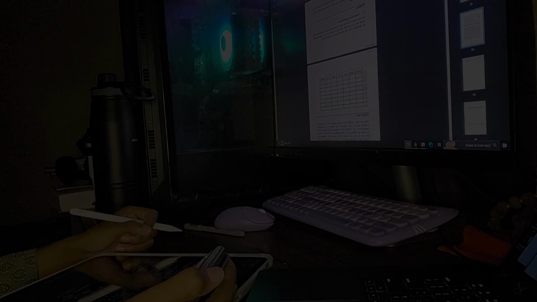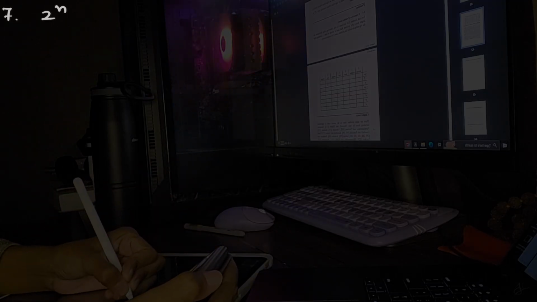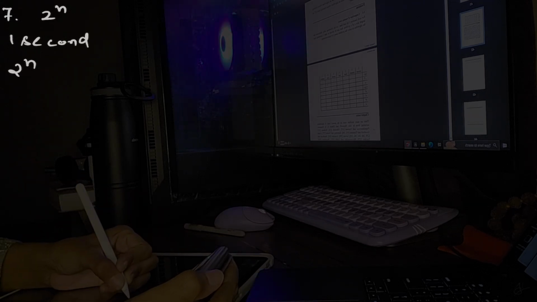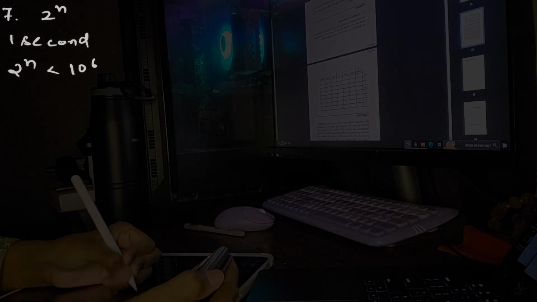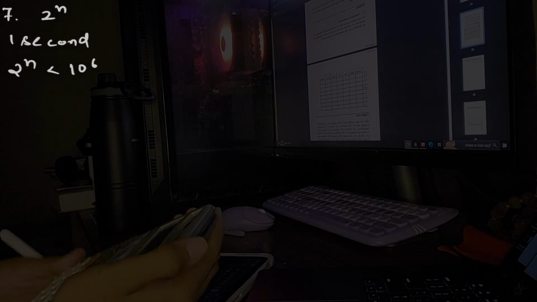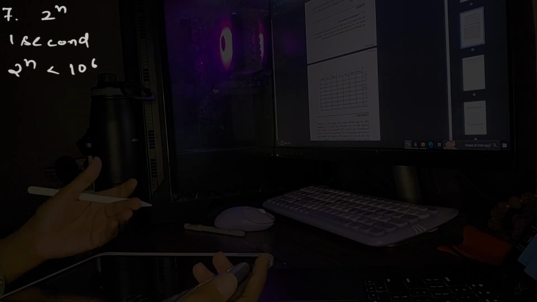Now let's move to the next one. 7th one. 2 to the power of n. We'll solve for 1 second first, as always, 2 to the power of n takes 10 to the power of 6 seconds.